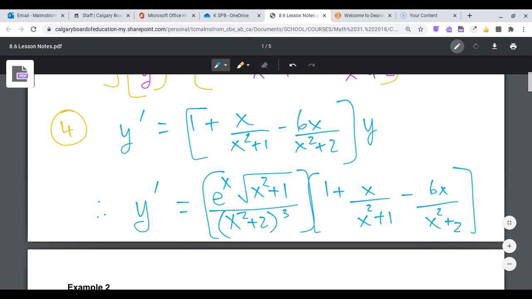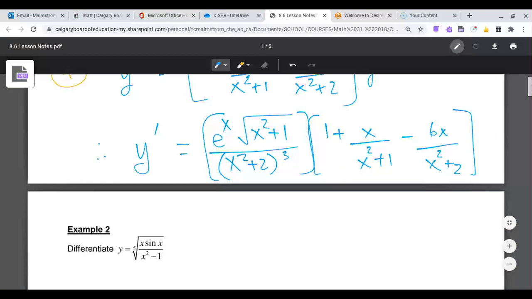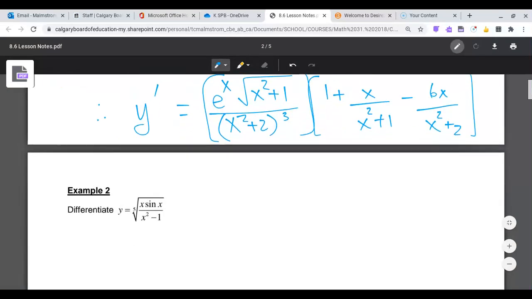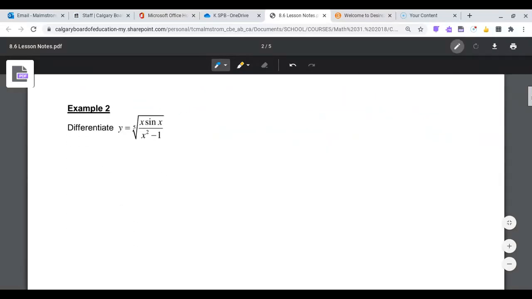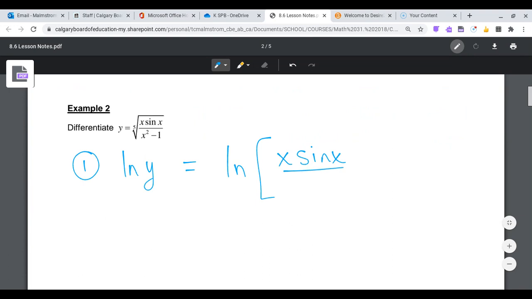So not that hard. Okay, example 2. What do we got going on here? So step 1, we want to take the natural log of both sides. So ln y is equal to ln of x times sine x on x squared minus 1. And it's to the 5th root. So this would be to the power of 1/5.